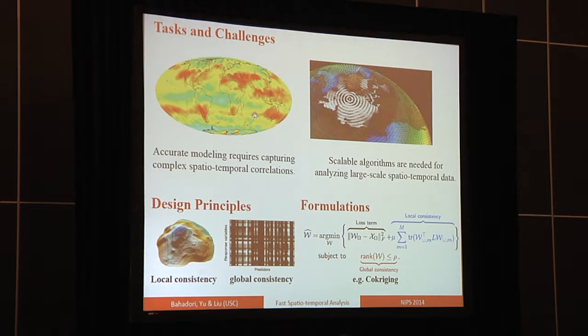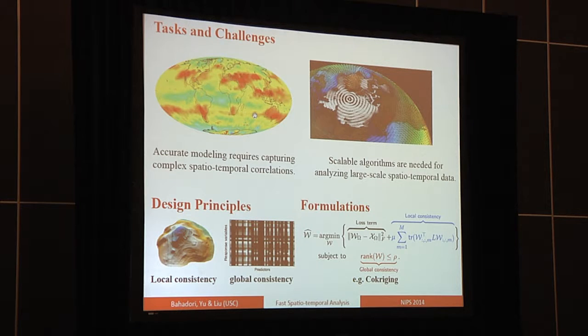Therefore, we propose a low-rank tensor learning framework to capture the correlation, such as spatial clustering or shared latent structure among variables. Our approach follows the local and global consistency design principles. By local consistency, we assume the data in adjacent locations are similar. By global consistency, we mean the data on the same shared latent structures are similar.